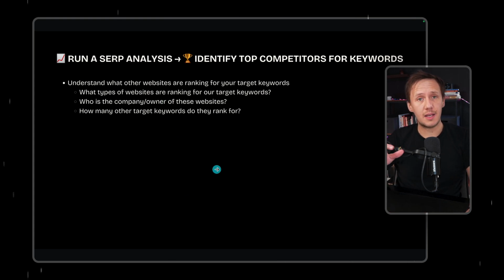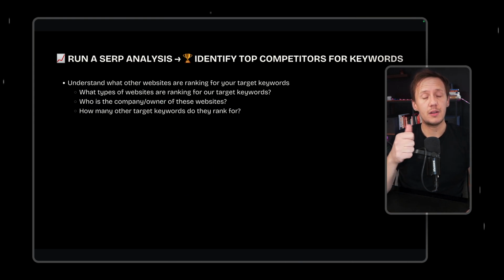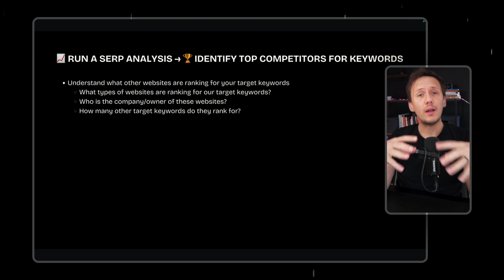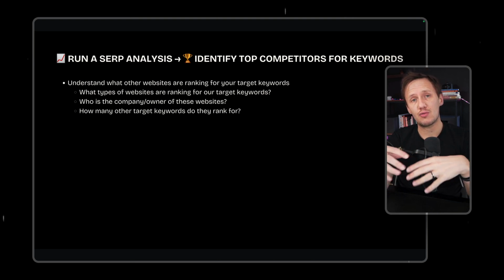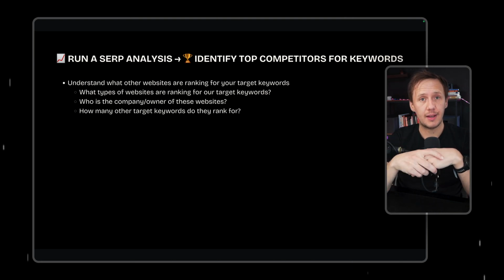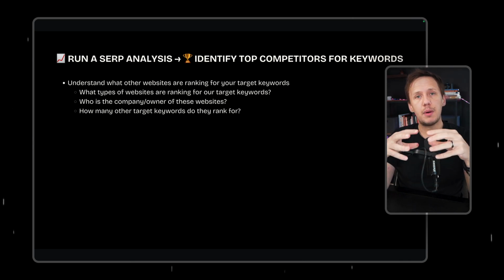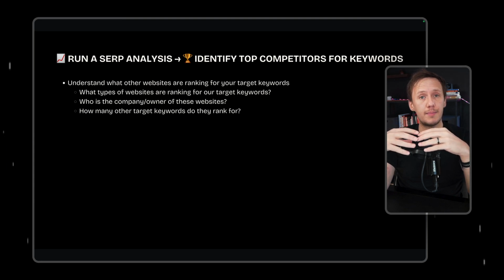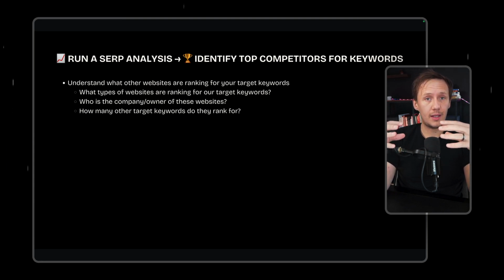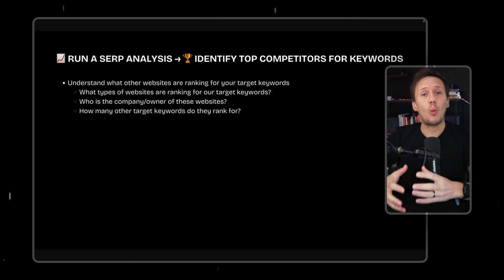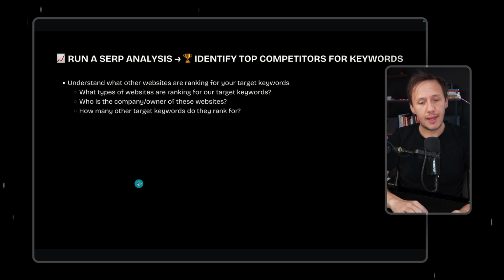Now, what is it that I'm actually doing here? So the first thing that I'm looking for is, what type of website is it that is ranking high for that particular keyword? Is it a blog? Is it another directory? Is it the actual vendor's website? Because understanding what kind of websites are ranking high for certain key terms will ultimately help you understand what kind of content you'll need to create in your directory.